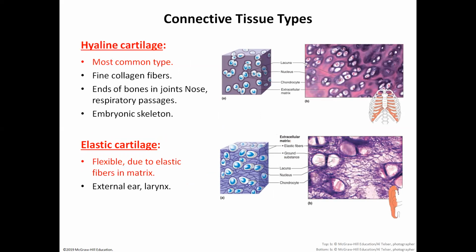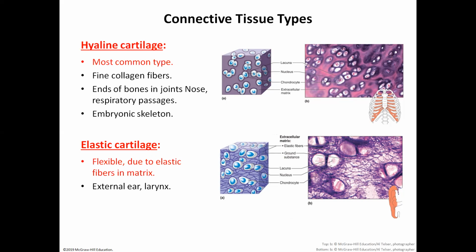Now, we start with hyaline cartilage, and hyaline cartilage is the most common type of cartilage. When you look at this picture, you see the chondrocytes, those cartilage cells. They have a sort of little halo around them that's sort of dark. That channel or space is called a lacuna. And then they have this extracellular matrix. Hyaline cartilage tends to make up the ends of our bones. It helps to make up our nose, and it helps to make up our respiratory passages.